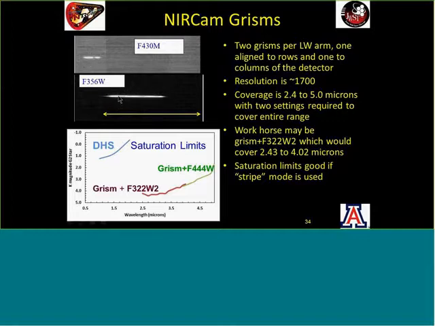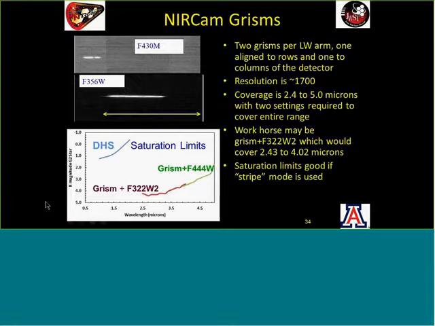This shows how long the spectrum is for one of the W filters, and this arrow shows the length of a spectrum if you use our widest long wavelength filter, which lets you cover from 2.4 to 4 microns in one exposure. And if you want to cover the entire 2.4 to 5 micron region, you have to use 2 filters. So it would take 2 transits for that.